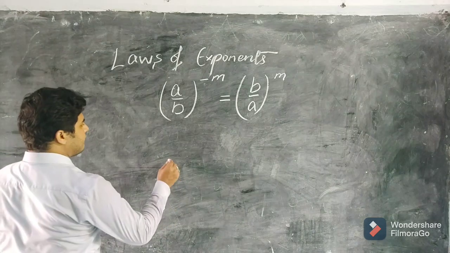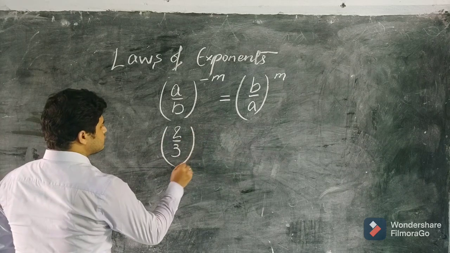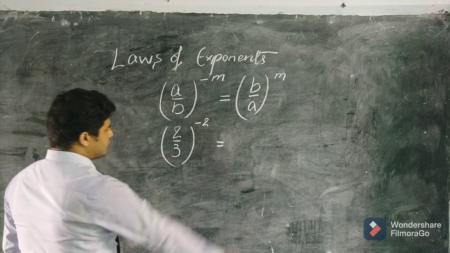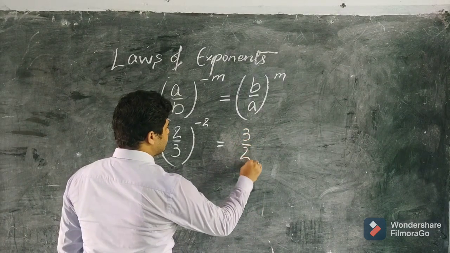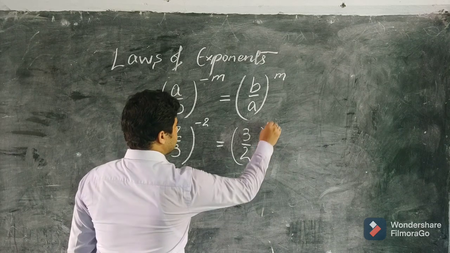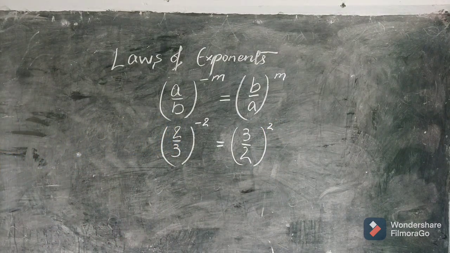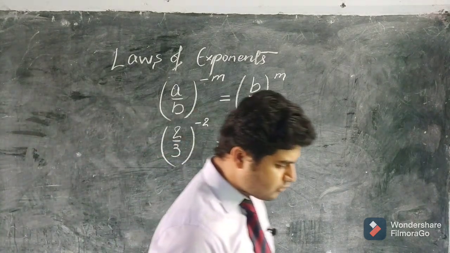Like for example, if you are having 2 by 3 raised to the power minus 2, you can directly write it down as 3 by 2 raised to the power 2. So the fraction just becomes the reciprocal of the fraction.